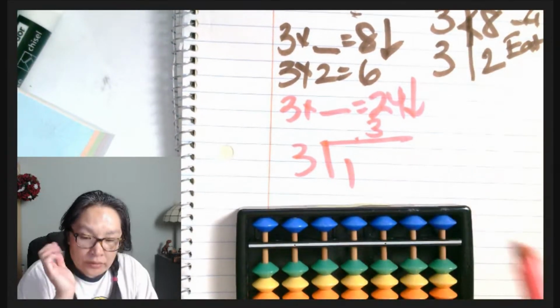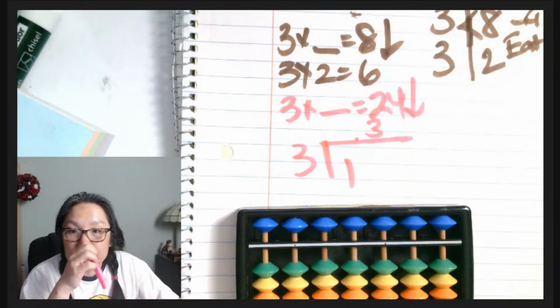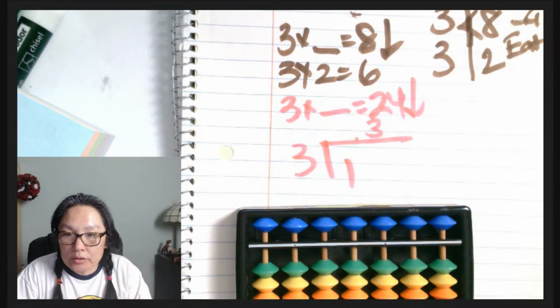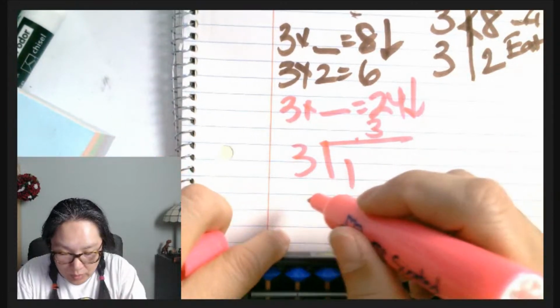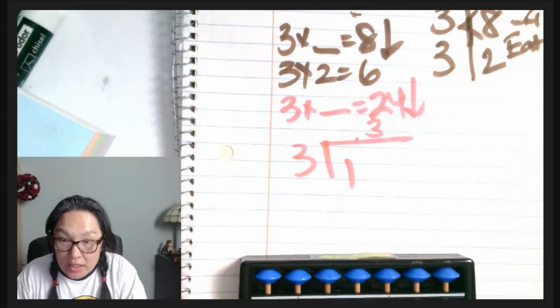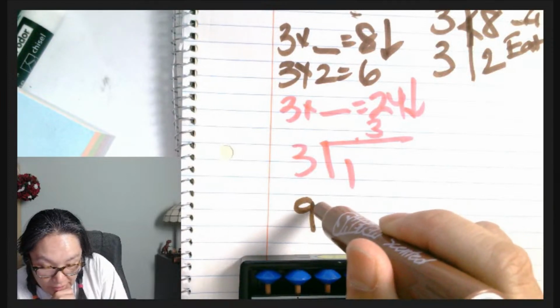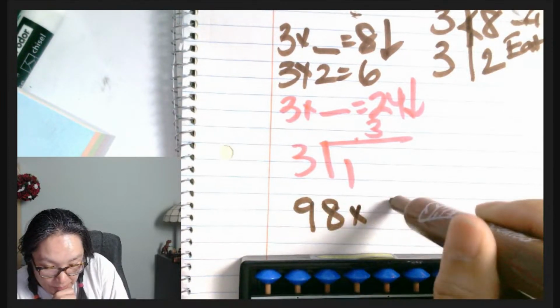Okay. Oh, multiplication. So we're back to multiplication. So let's do this one. Let's do 91. We'll do this color. So 91, 98 times that by 5.